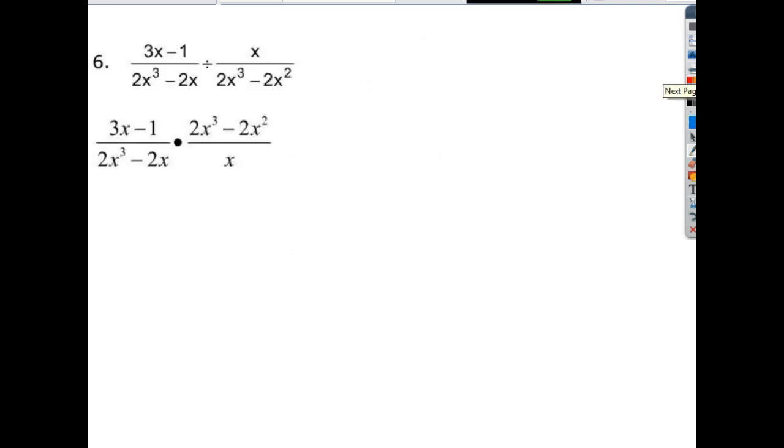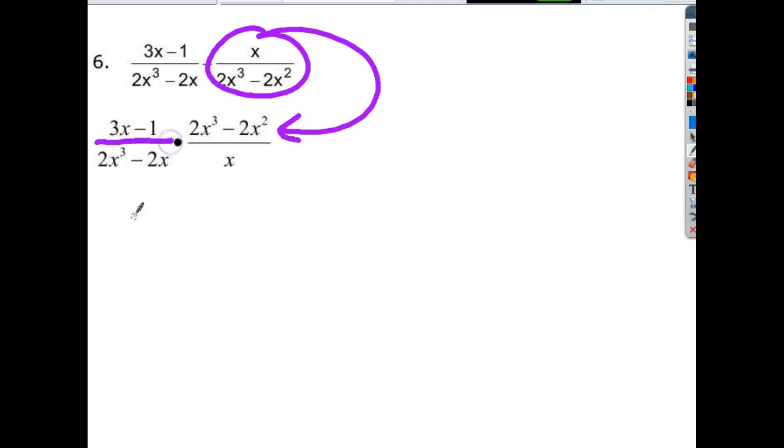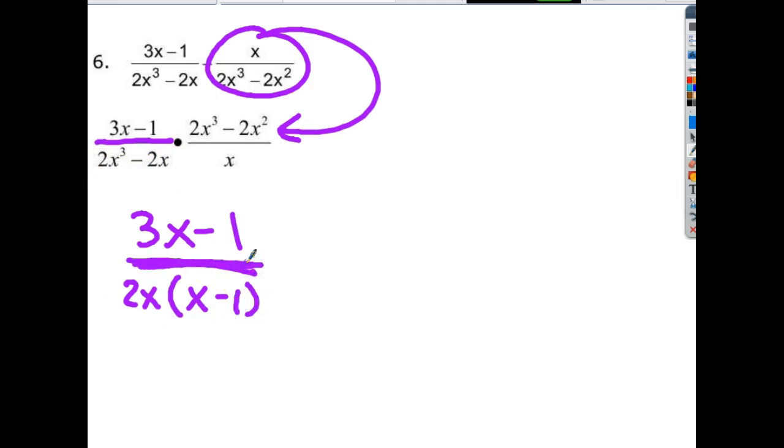So, problem number 6, to divide, I'm going to take this second fraction, the divisor, turn it over, and multiply. Turn it over means the x that was on the top is now an x on the bottom. The 2x to the third minus 2x squared is now on the top. Now it's a problem just like the 4 examples I did previously. You factor it and you cancel. This first numerator does not factor. This denominator factors out a 2x. This numerator factors out a 2x squared.